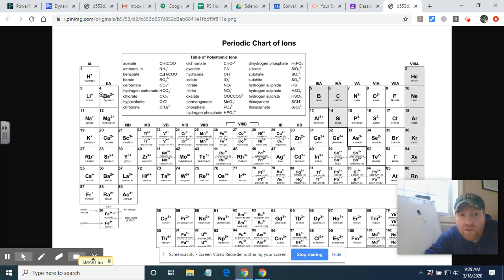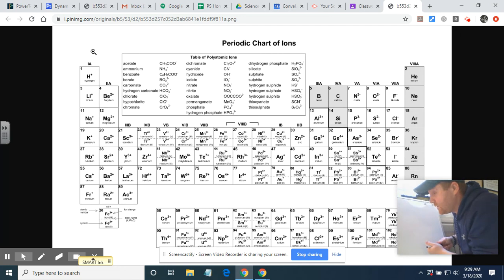Focusing still on the atoms that have lost electrons, everything that you see that is positively charged is called a cation. C-A-T-I-O-N. I will write it down here. It's probably in your book, but whatever. C-A-T-I-O-N. Positive.